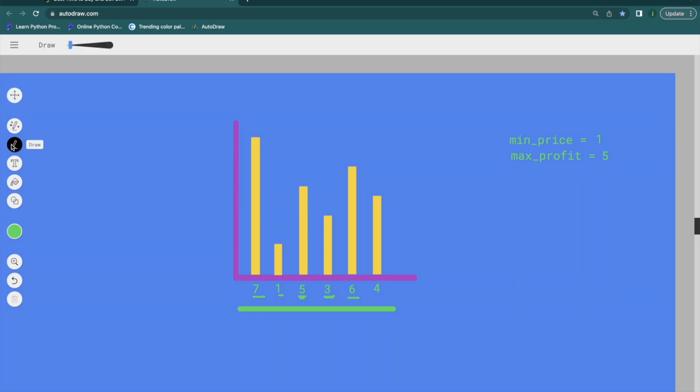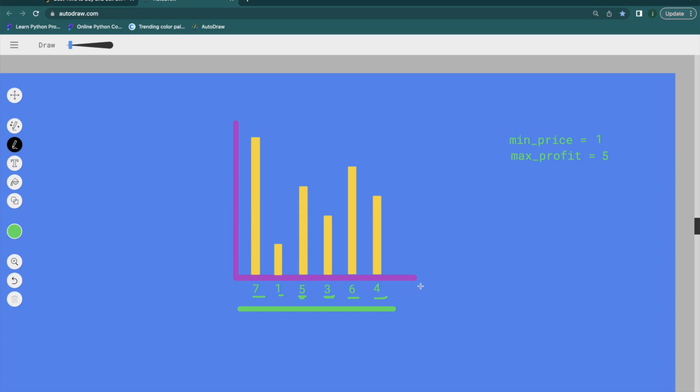Now you're not done right there. So you would go to the next value, which is 4. Now 4 is not less than the minimum price, so the minimum price is still going to be 1. Now you are going to take the difference between this price and the minimum price.